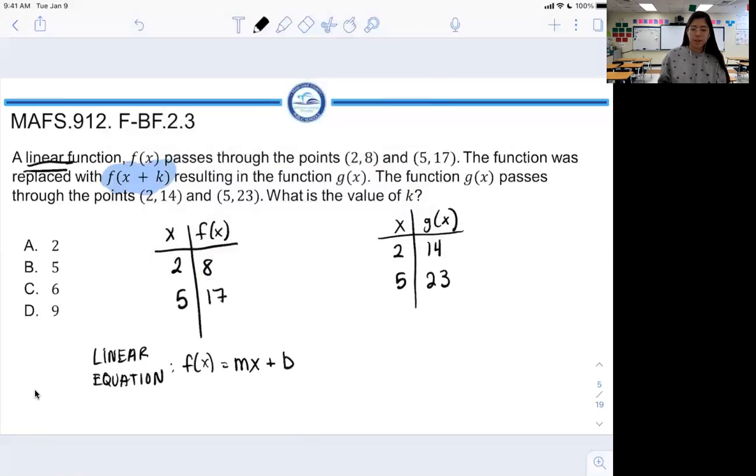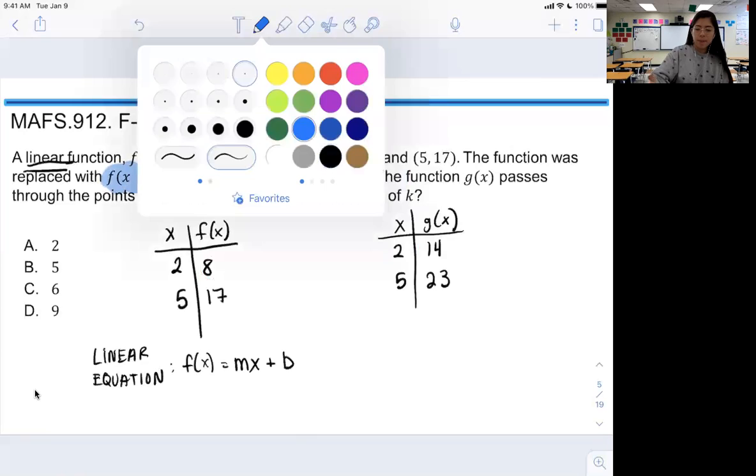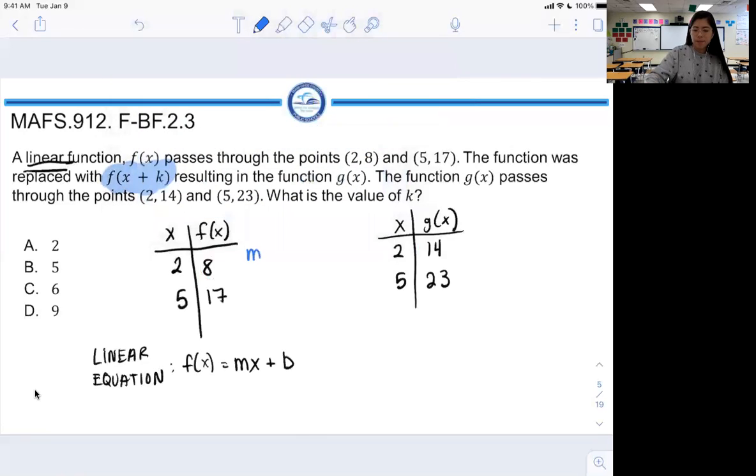So let's think about it. We need to know the slope for f of x. I have 2 coordinate points. Let's use the slope formula to figure it out. So y2 minus y1 over x2 minus x1. How do I fill in this formula? 17 minus 8 over 5 minus 2. Good.